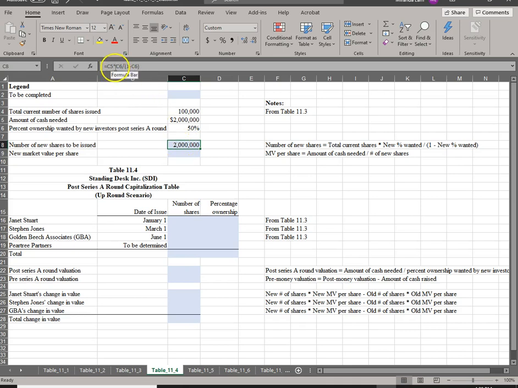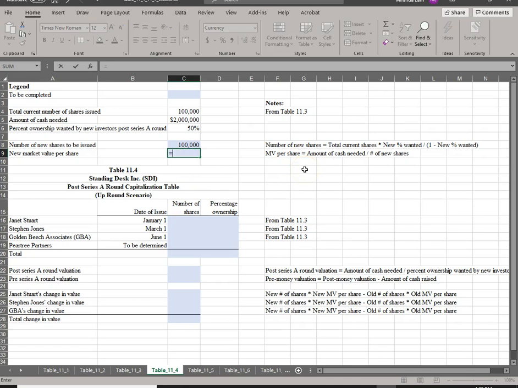Oops, that seems too high. I made a mistake. So it's easy to do. It's good to have intuition, which comes with experience. So the number of new shares that will be issued to GBA is 100,000 shares.